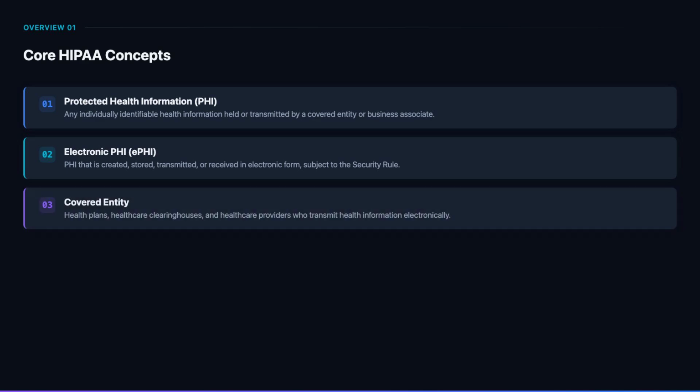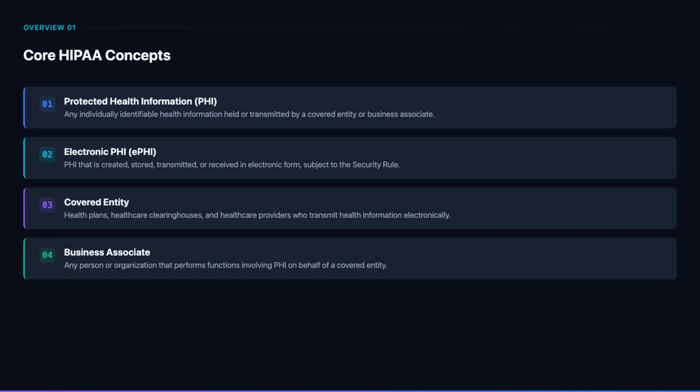A covered entity is any health plan, healthcare clearinghouse, or healthcare provider that transmits health information electronically. These organizations are directly subject to HIPAA requirements and bear primary responsibility for patient data protection.